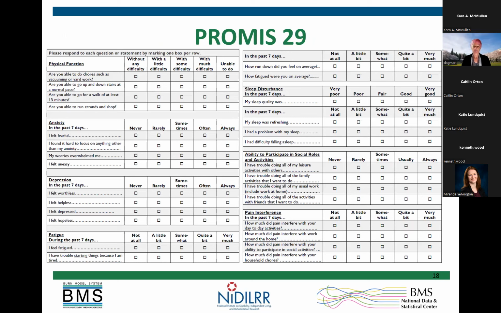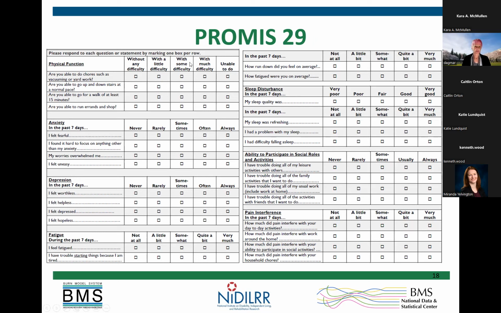Here is what the PROMIS 29 looks like. This is the participant version. So you can see there are no item numbers and there are no numbers under the choices. So we don't use the codes. We don't provide the codes to the participants.